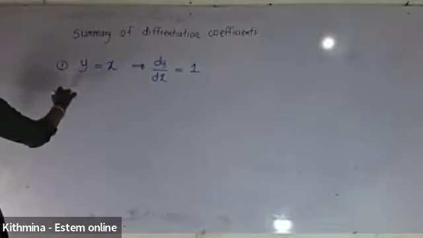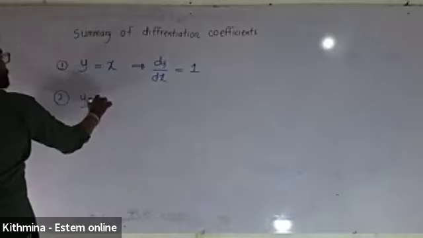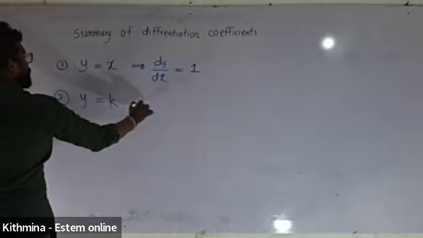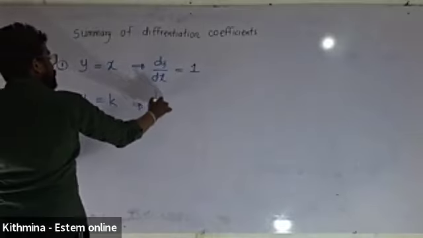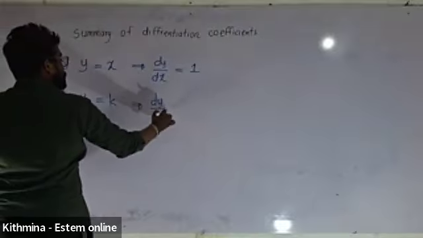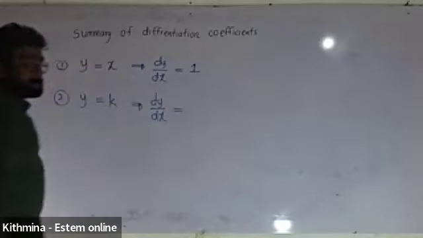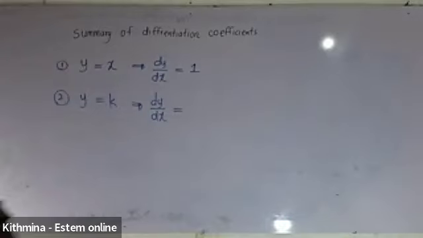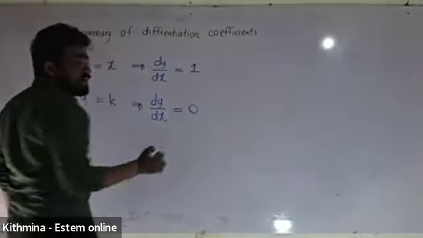Second one also very simple. The k is a constant. Then what is the value of dy over dx? What's the value of dy over dx? 0. Very good.